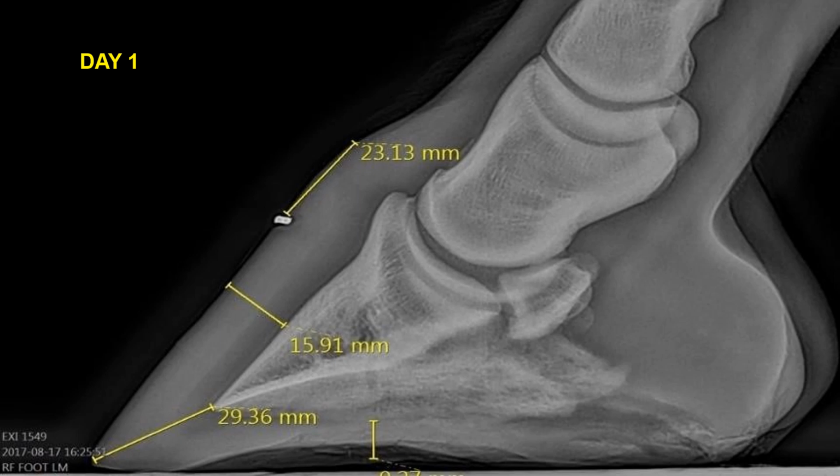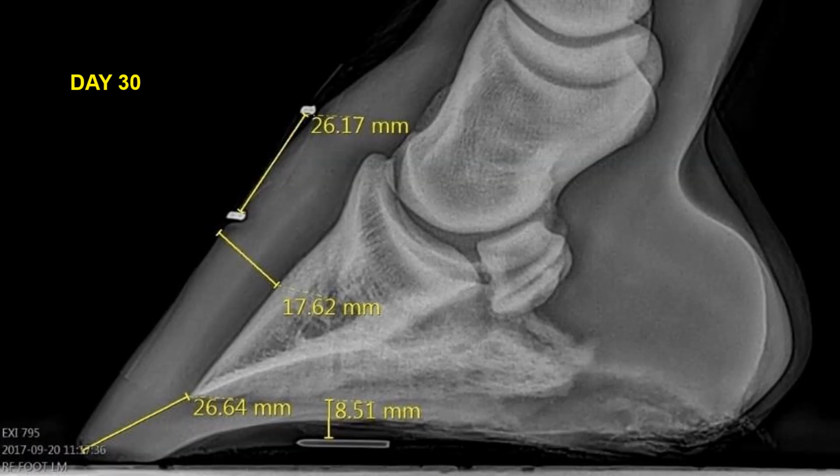A thin piece of lead was inserted in a groove, 23 millimeters here, distal to the coronary band in the dorsal hoof wall, then glued with a high shore hardness polyurethane. This enables us to accurately measure coronary distance to 1/100th of a millimeter. In the 30-day control period from days 0 to 30, no changes in diet or environment were made. The wall grew from 23.13 millimeters to 26.17 millimeters. So we had a 3.04 millimeter growth in 30 days.